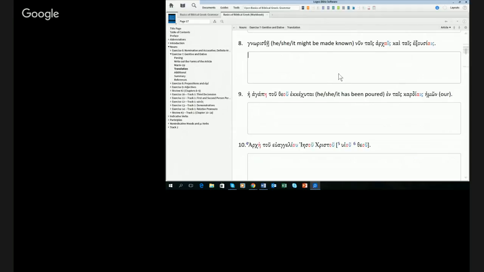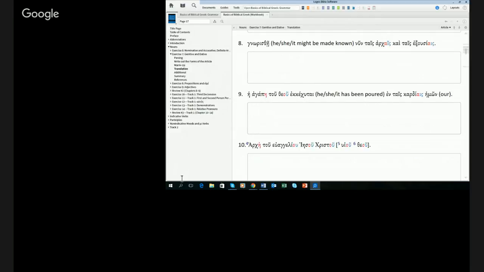These two often go together, arche and exousia, in constructions like this where the reference is to rulers and authorities, probably referring to demonic powers. Gnoriste nun tais archais kai tais exousias. Now it has been made known to the rulers and to the authorities. And yeah, your typical dative indirect object to fits perfectly.